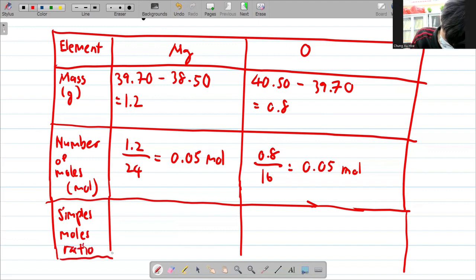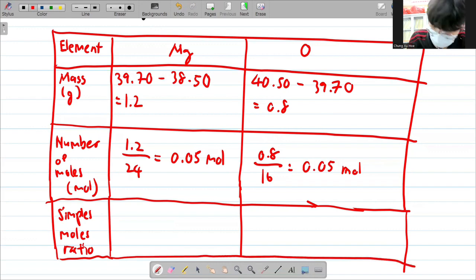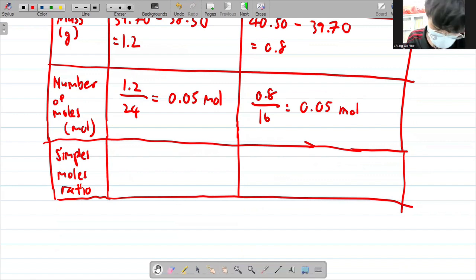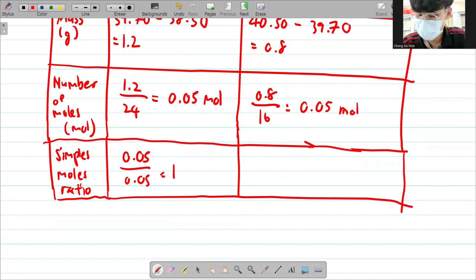Simplest mole ratio. Okay, simplest mole ratio. That means 0.05 divided by 0.05, then you get 1. Or here as well, 0.05 divided by 0.05, then you get 1. So meaning, do we get our whole number here? We get 1, right? Is this a whole number? Yes, it is. So directly, in this case, you already find your answer.